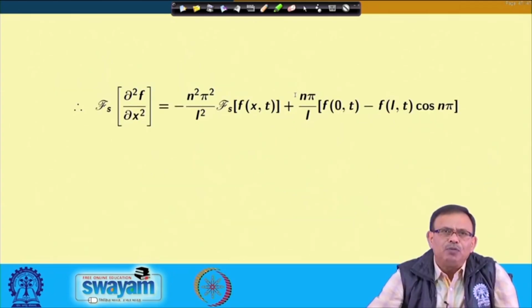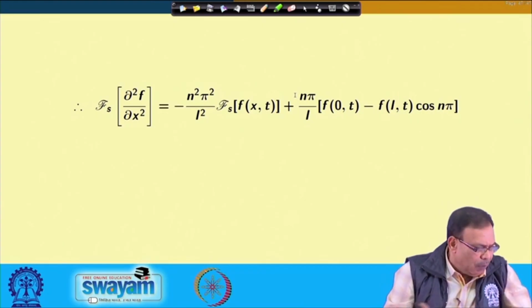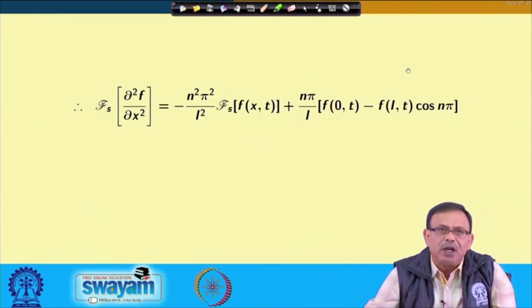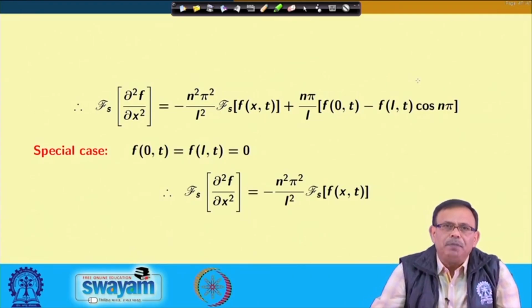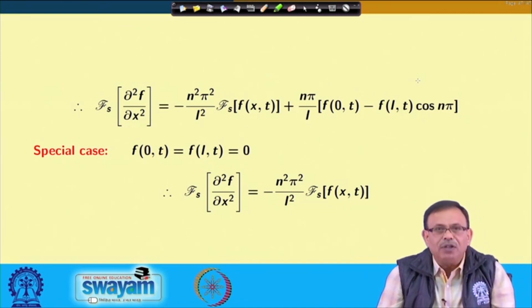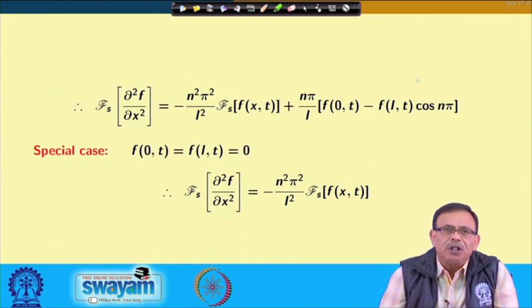In the same way, you get the Fourier sine transform of ∂²f/∂x² equal to this. As a special case, if I consider f(0,t) equals f(L,t) equals 0, that is, at the point x equals 0 and at the point x equals L the value of the function is 0, then the Fourier sine transform of ∂²f/∂x² simply reduces to minus n²π²/L² into the Fourier sine transform of f(x,t).